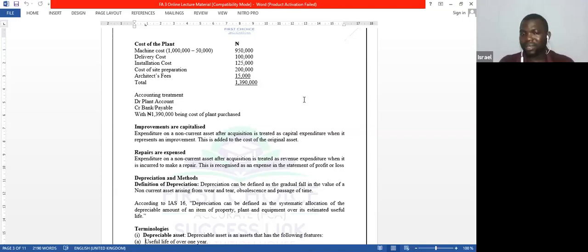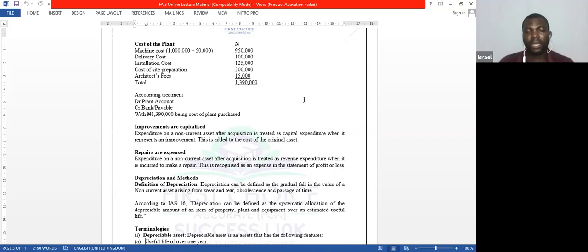Systematic allocation. I purchased an asset that will last me for more than 1 year. It means that after a month or a year, I'm expected to account for the value of what I've enjoyed from that asset. That value that I've enjoyed from the asset is regarded as depreciation, and that's why it's regarded as a systematic way of allocating the depreciable amount on the non-current asset, following the matching concept.